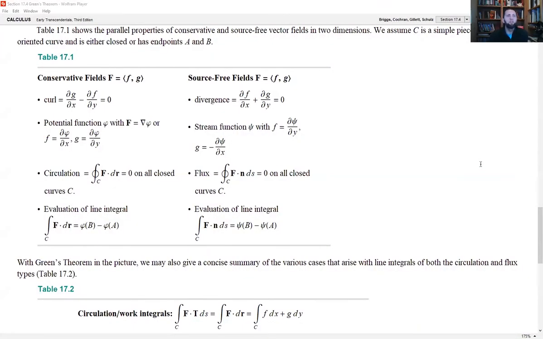So table 17.1 shows the parallel properties of conservative and source-free vector fields in 2 dimensions. And so we're going to assume that C is a simple, piecewise smooth, oriented curve and is either closed or has endpoints A, B.